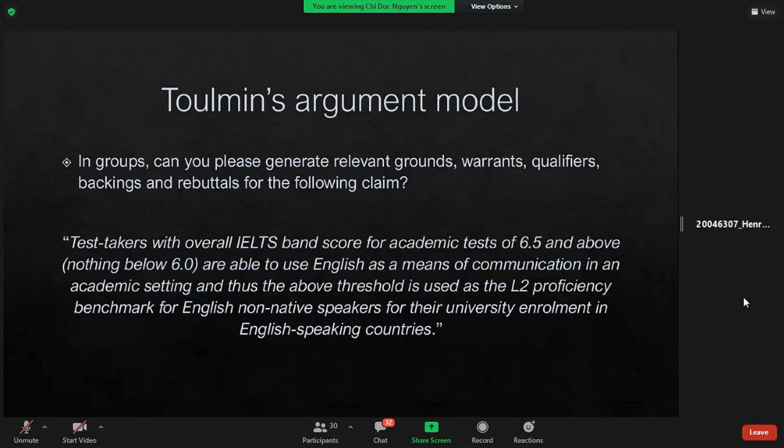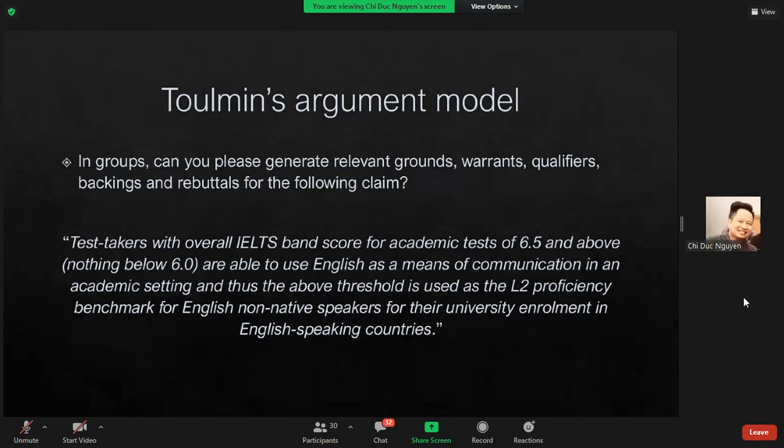Can I share my opinion? Yeah. Go ahead, Henry. I think in terms of rebuttal, the IELTS test score of 6.5 and above may not be, or rather cannot be, reliable and valid in all situations, but it is representative of competencies in the second language speaking test or academic test.